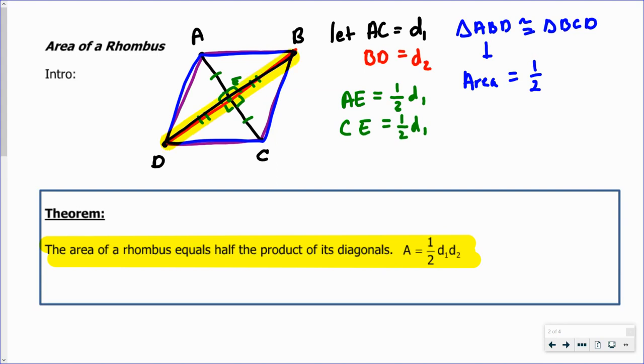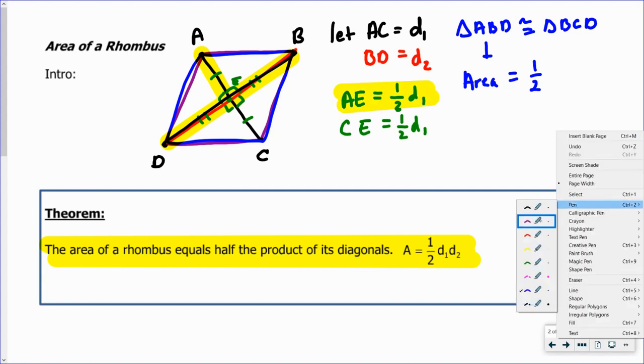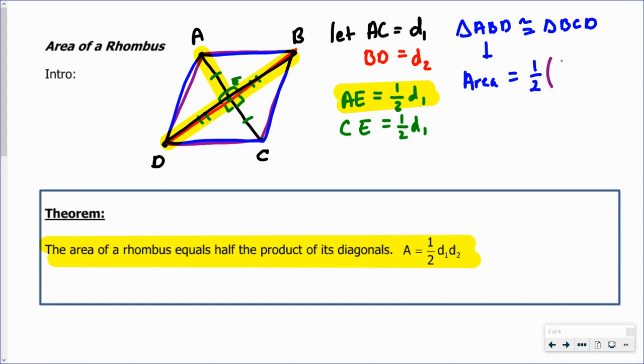Now remember, we let BD equal D2. The height is AE, which is 1/2 diagonal number 1. So we're going to have 1/2 times 1/2 D1 times D2. So that's the area of triangle ABD. So that's going to be 1/4 D1 times D2. Now that's the area of this triangle that I'm coloring in purple.